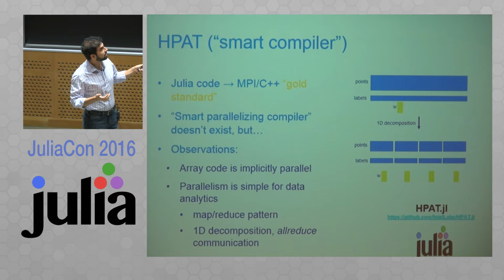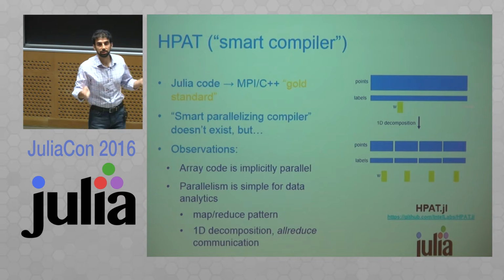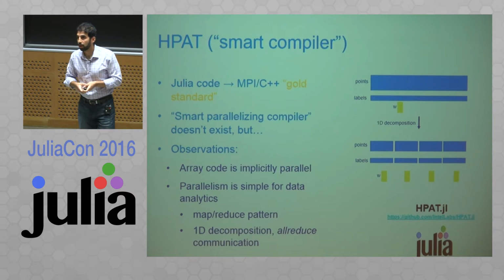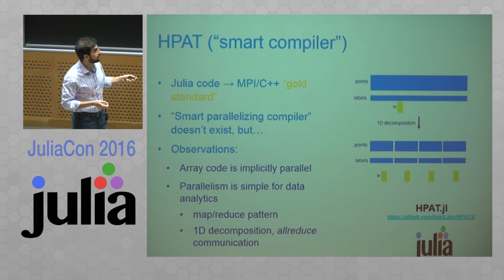So assuming that this is your matrix and the features are across columns, each column is a sample, and these are the labels, a vector, and this is the model you are training. After 1D decomposition, this compiler should come up with this. Divide this matrix in this dimension across the columns, across the samples, divide these labels or responses the same way, and replicate this W and do all the communication and parallelization necessary in the rest of the code. So this is what HPAT does.